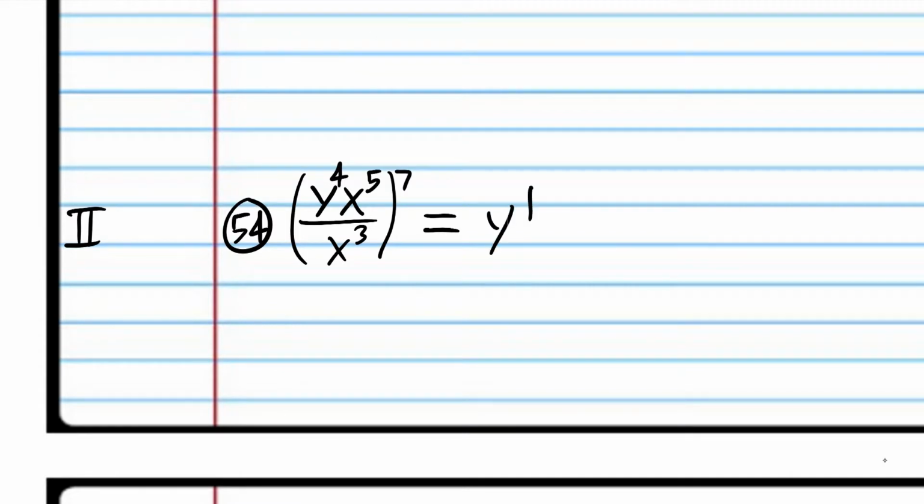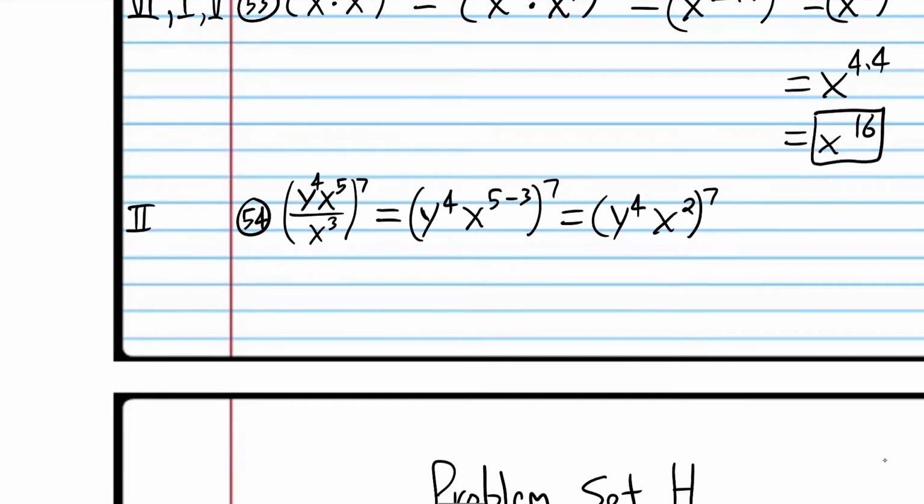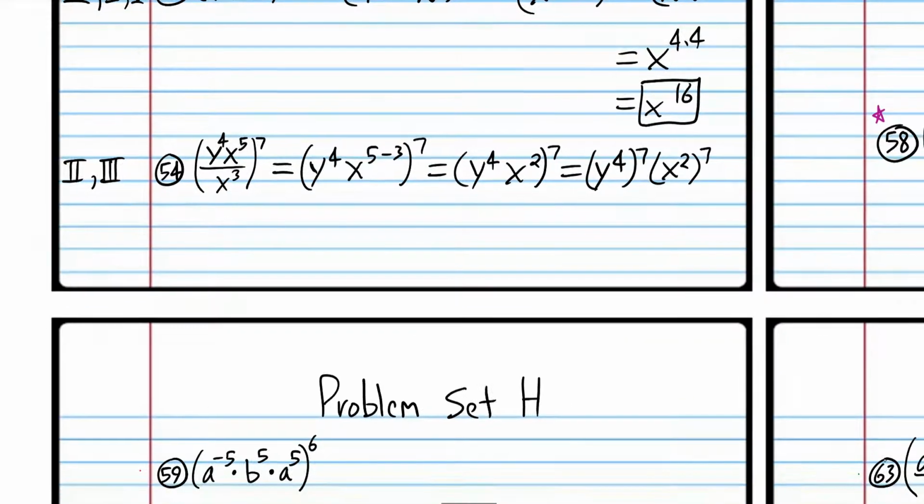We have, let's just rewrite the y to the fourth. Then we have x to the 5 minus 3. Rule number 2 tells us that we can subtract the exponents when we're dividing powers. So then we end up with y to the 4th power times x to the 2nd power raised to the 7th. Now we have a product raised to a power, so we're going to have to use rule number 3, which tells us to take the first number in the product and raise it to that power, and then multiply by the second number in the product raised to that same power.